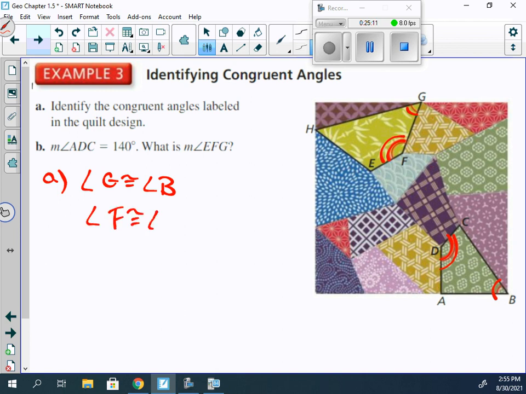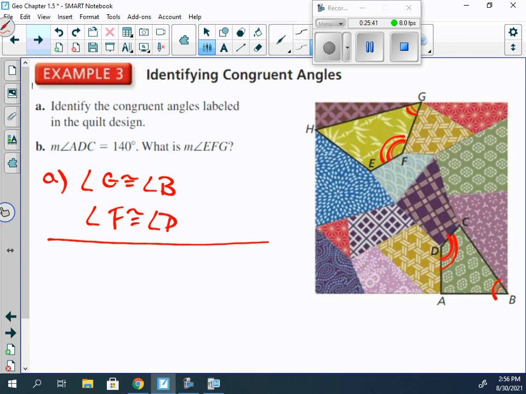Yep, so angle F would be congruent to angle D. So 2 would match up with 2, 3 with 3, 4 with 4, 5 with 5. So we can keep adding arcs or markers for a different set that are congruent. With lines, we can add little dashes to show which ones are congruent. We'll see that coming throughout the semester. And it's kind of nice to know whether those two are congruent or not.